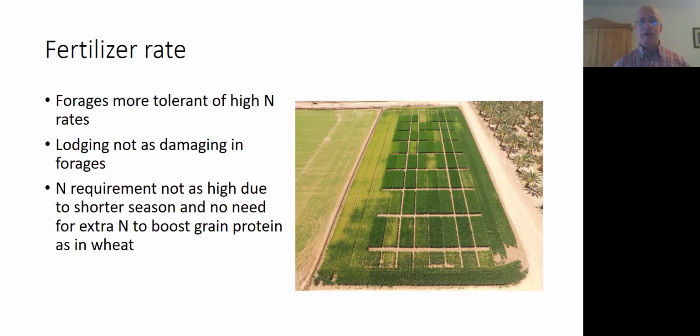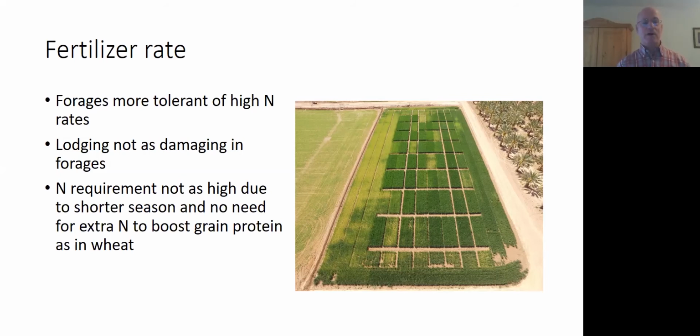in these plots. And one thing we know about small winter cereals is that they can be very responsive to nitrogen, more so than a lot of other crops. One thing about forages is that they're a lot more tolerant of high N rates because lodging is not as damaging. I've done a lot of nitrogen fertilizer studies with wheat, for example, and you get an optimum rate somewhere, and then oftentimes you don't have a plateau at higher rates.